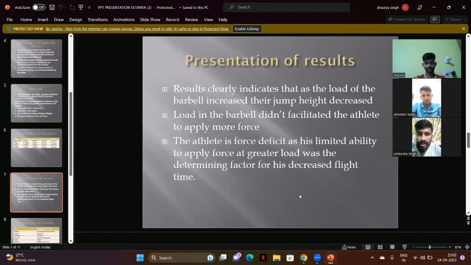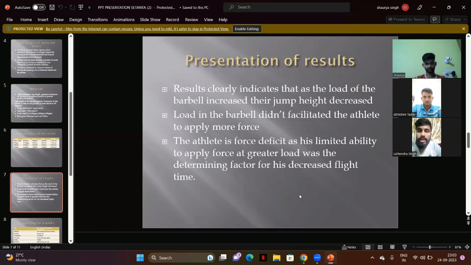The results clearly indicate that as the load of the barbell increased, his jump height decreased. As I loaded him with the barbell, the jump height was maintained initially, and then it dropped at a very rapid pace. The load on the barbell didn't help the athlete apply more force. The load required him to produce more force to overcome the inertia of the barbell, but he wasn't able to because he was lacking the force.